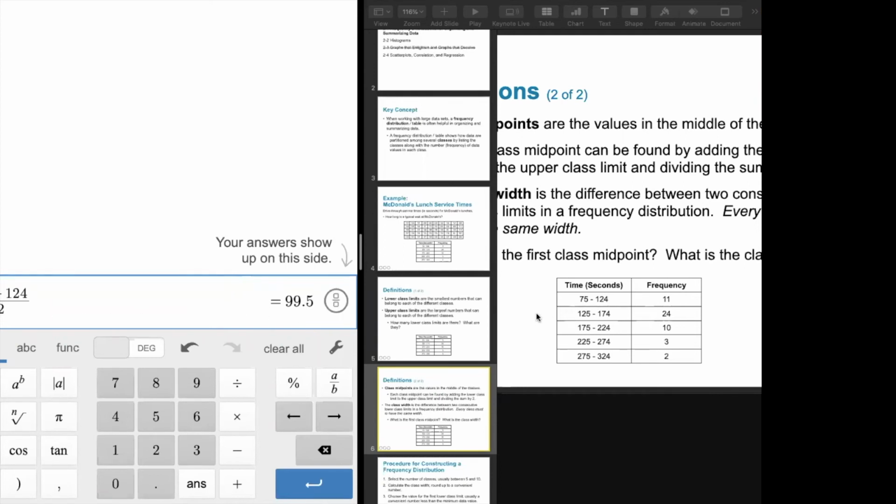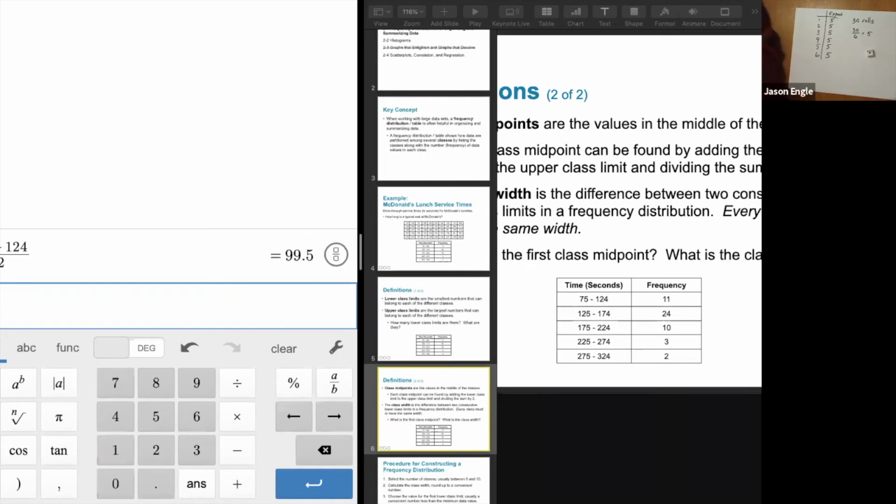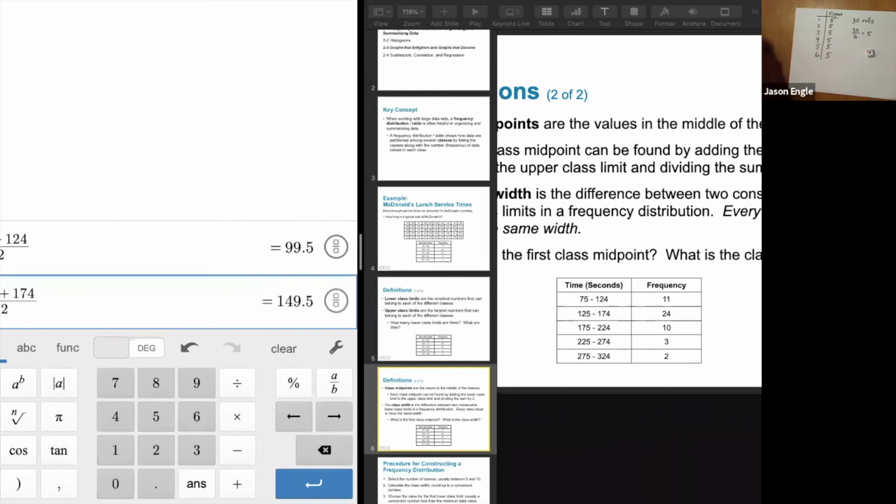Yes. Well, I said 99.5. Okay, good. So that's the exact middle of that first class. And so similarly, you could take 125 plus 174 and divide that by 2. That would be the second class midpoint.